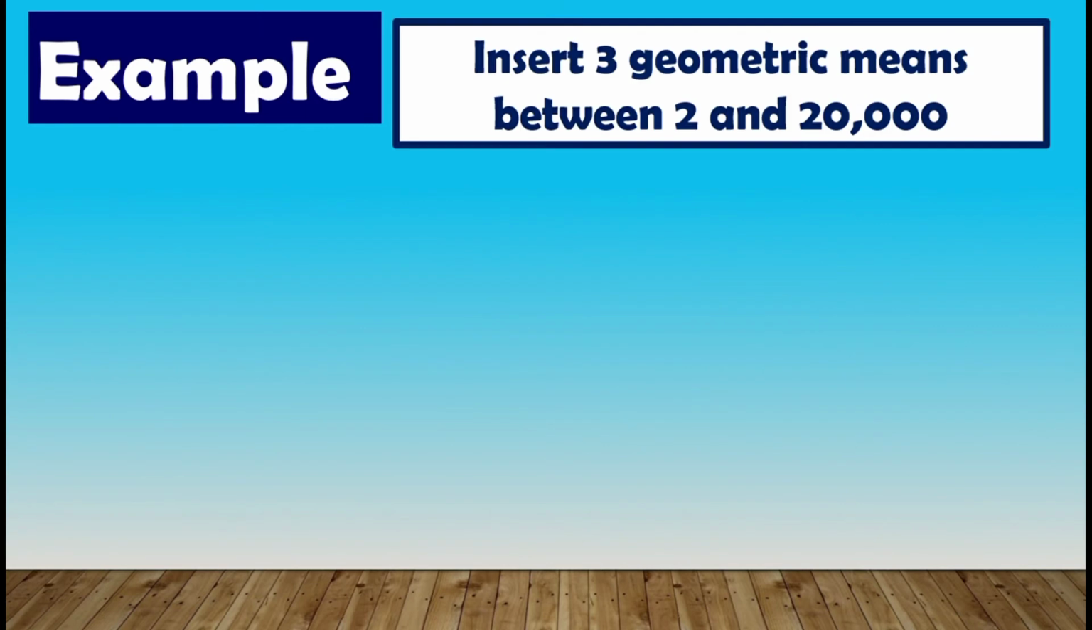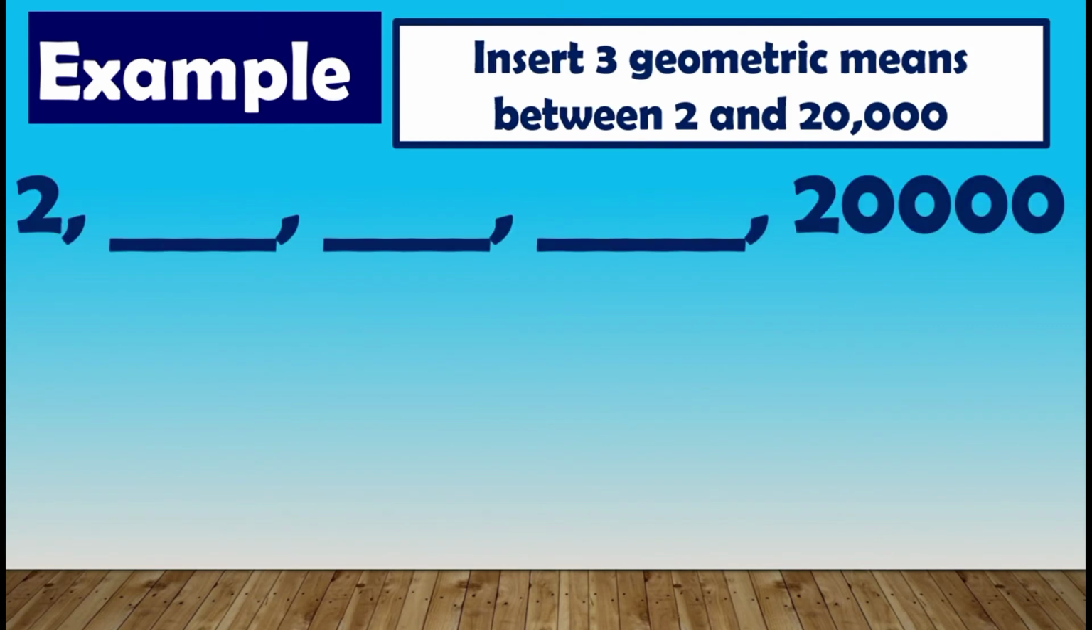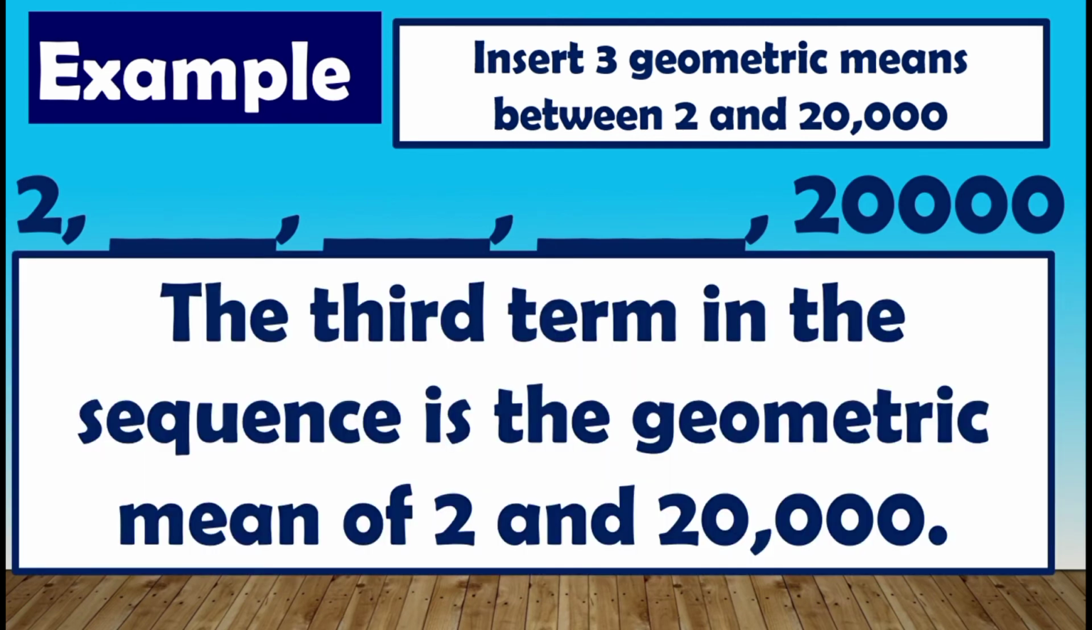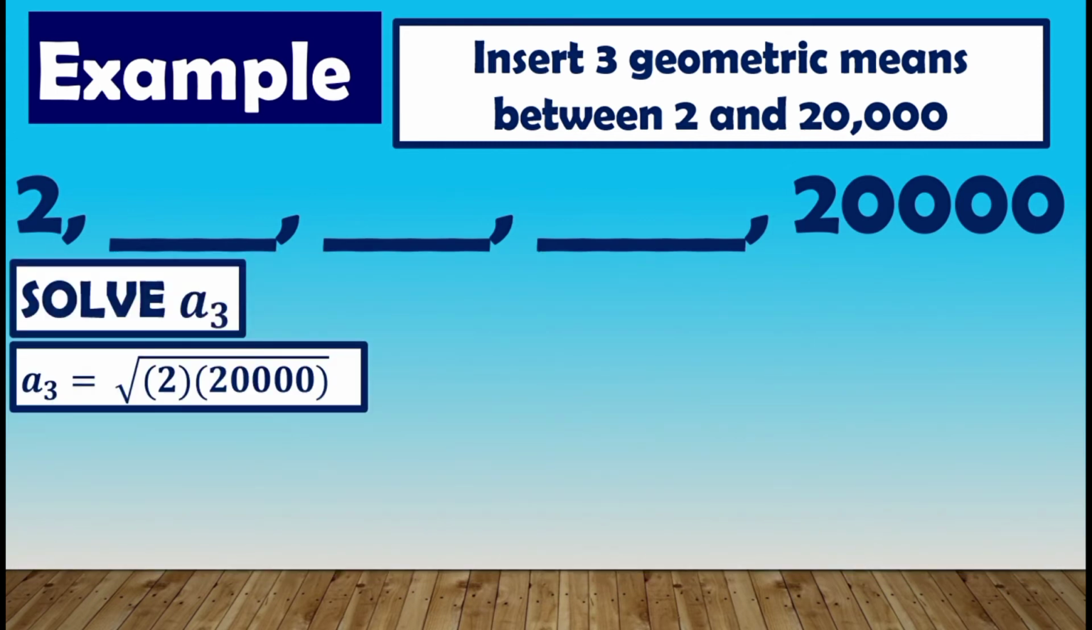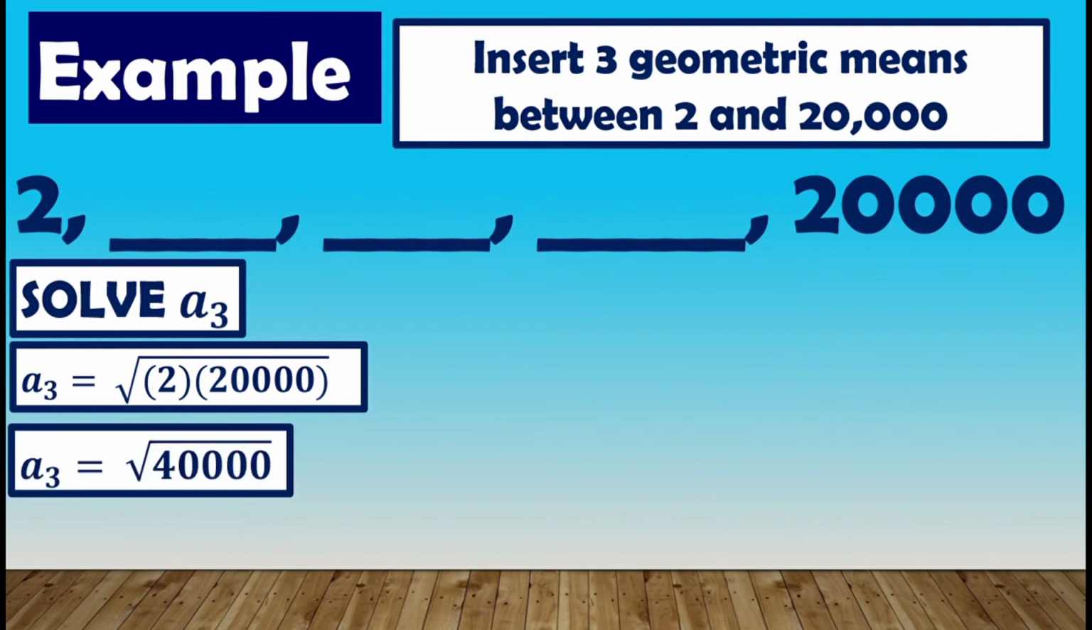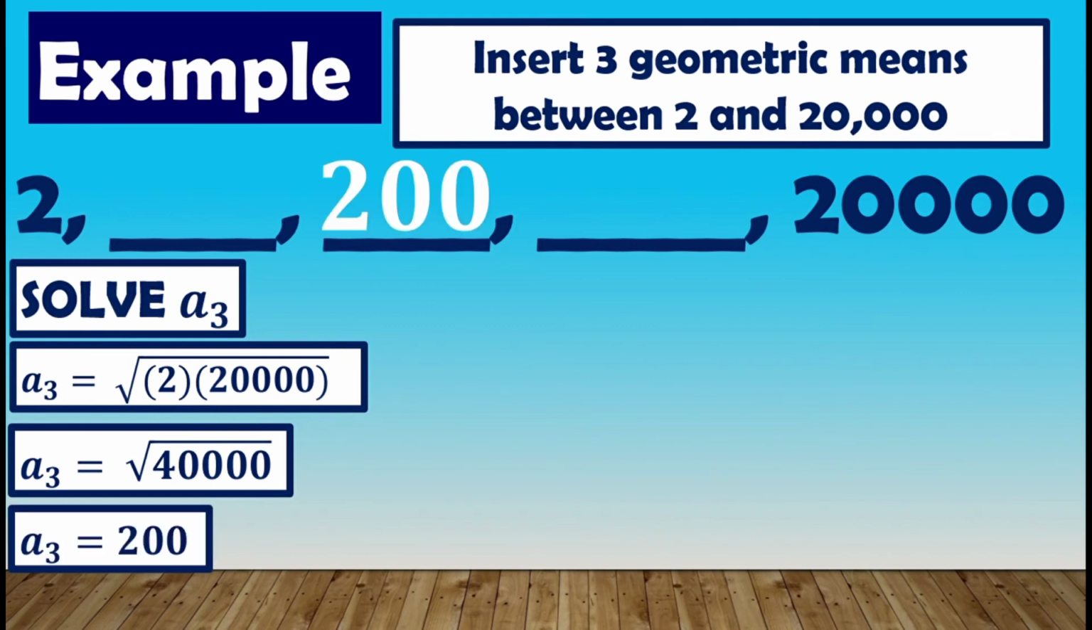Another example, let's insert 3 geometric means between 2 and 20,000. In this case, let's bear in our mind that the third term in the sequence is the geometric mean of 2 and 20,000. So let us solve first our third term. That is equal to square root of 2 times 20,000. Product of 2 and 20,000, that is 40,000. So third term is equal to square root of 40,000, which is equal to 200. So 200 will be placed on the third term of our sequence.